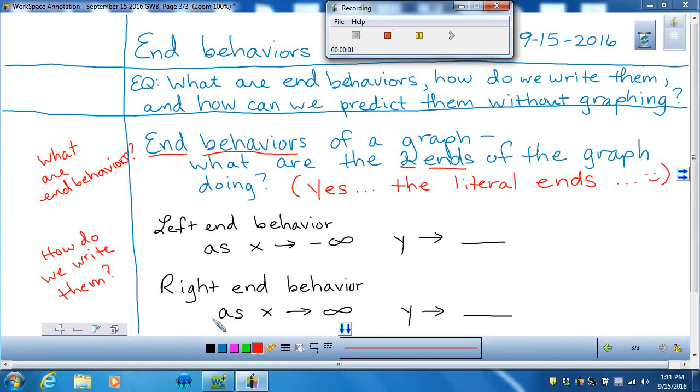How do we write them? Well, we have the left end behavior. As x approaches negative infinity, what is y doing? Right end behavior. As x approaches infinity, what is y doing? Okay, so go ahead and pause and write this stuff down, and then we'll take a look at a couple of problems.